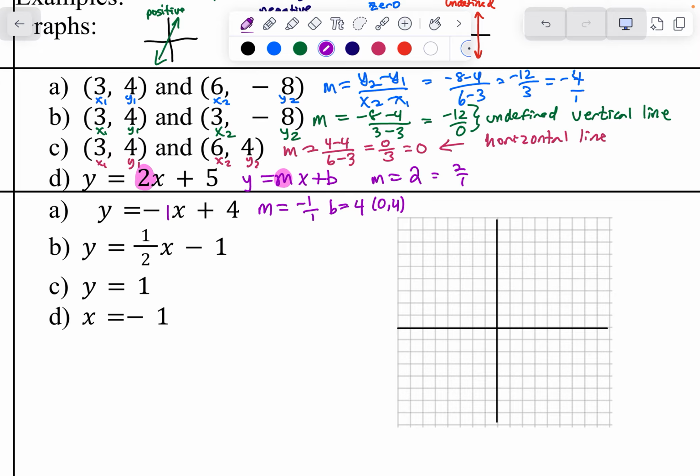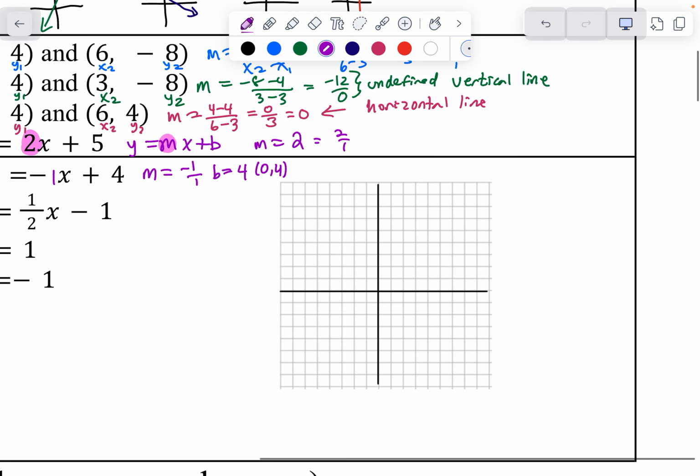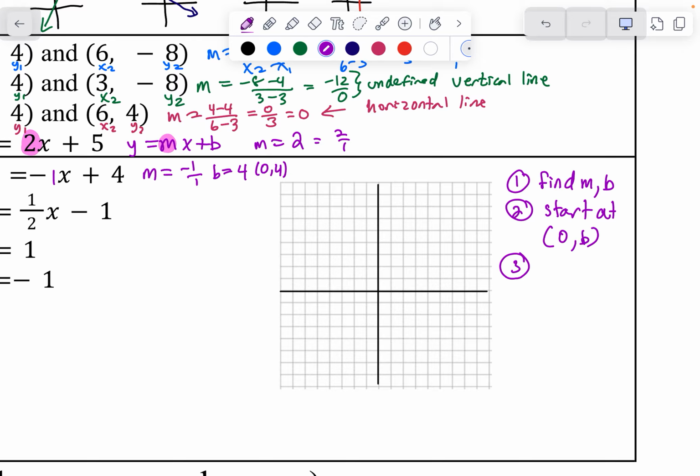Now, there are lots of ways to graph a line. Okay, there's lots of ways to graph a line. And so you can do lots of different techniques. But here's the way that I think you want to do most often for these. The first thing you want to do is find your m and your b when it's possible. Second thing you want to do is start at the point (0, b). And then you're going to use your slope to move to the next point.